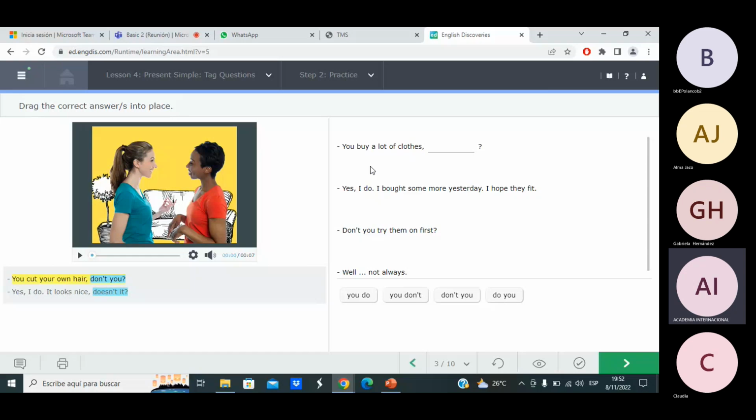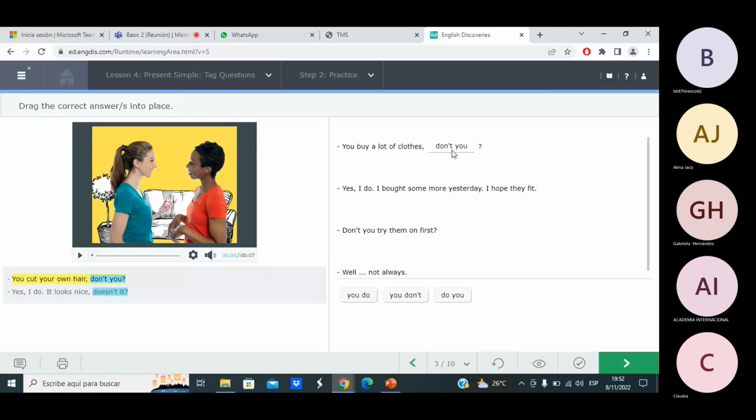Okay, so just make this one, the last one. You buy a lot of clothes. Choose which option. Which option would you choose? ¿Cuál opción elegirían? Would it be don't they? Don't you, I mean?